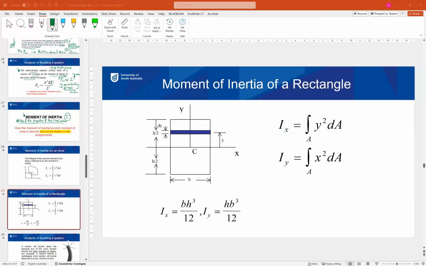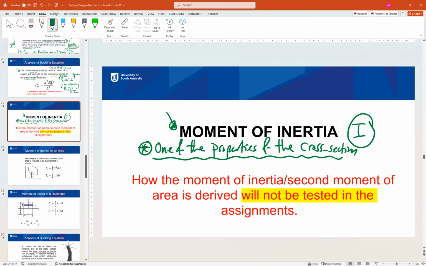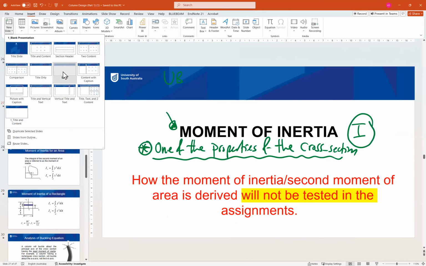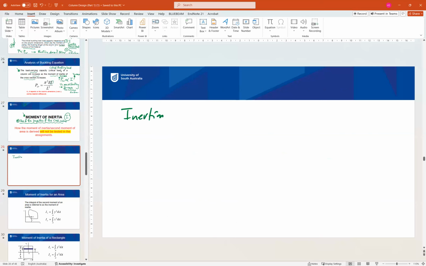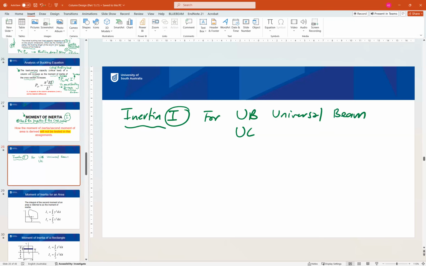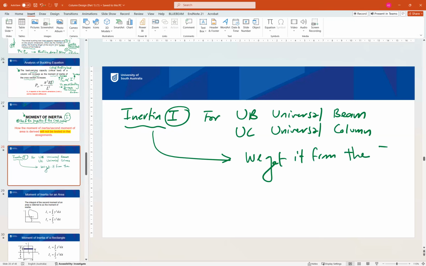Okay, guys, let's continue. So again, the moment of inertia is a topic that we will not focus on. If we need the inertia I for our UB or UC sections, UB universal beam sections, or UC universal column sections, we can get it from the tables provided. Okay, so we don't need to worry about how to calculate the moment of inertia.